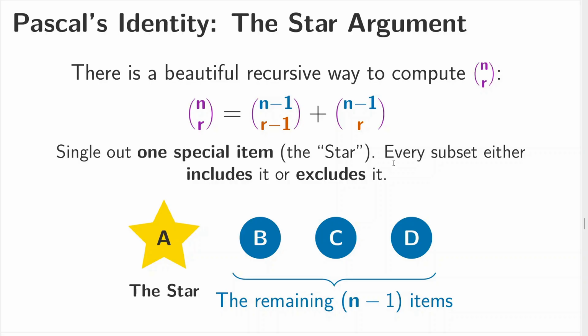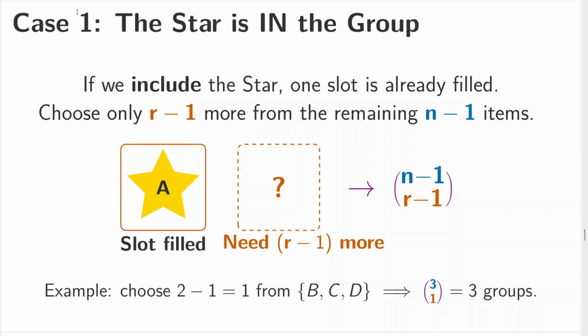From our items A, B, C, and D, let us say item A is our star. This leaves items B, C, and D as the remaining n minus 1 items. Now, every possible subset must either include this star or exclude it. Let us look at case 1, where the star is included in the group. If we definitely include the star, then one of our available slots is already filled. This means we now only need to choose r minus 1 more items from the remaining n minus 1 items.